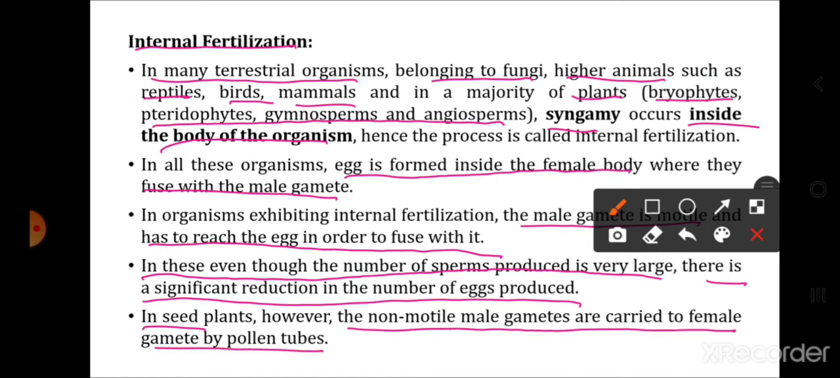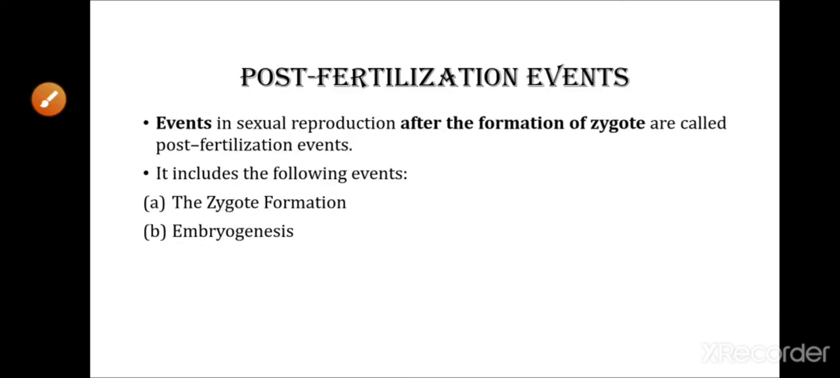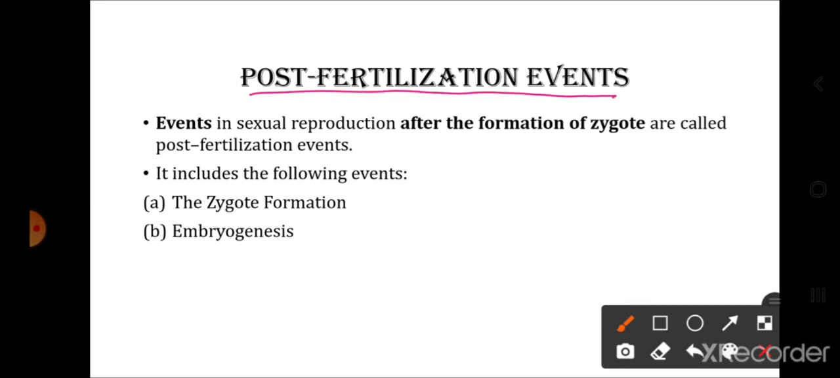We have seen that in internal fertilization, normally the male gametes are motile, but in seed plants, male gametes are non-motile. The female gamete is non-motile, and the male gametes in the seed plants are also non-motile. So, the male gametes are present in the pollen grains, and the male gametes are carried by the pollen tubes of the pollen grain to the female gamete. Now, the post-fertilization events.